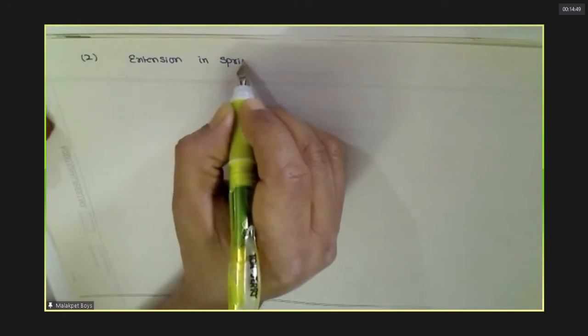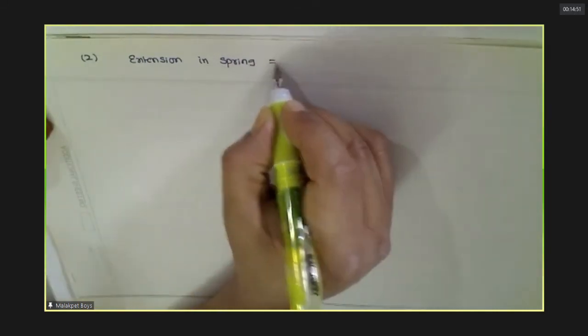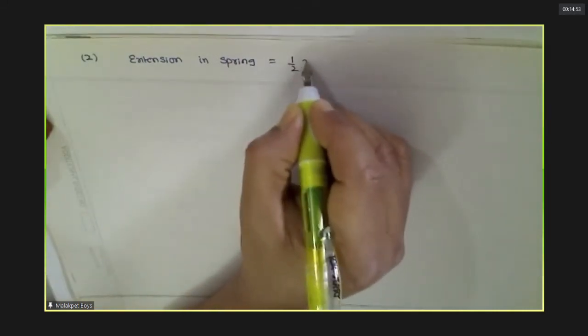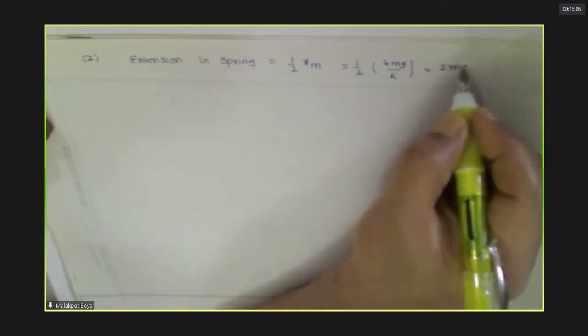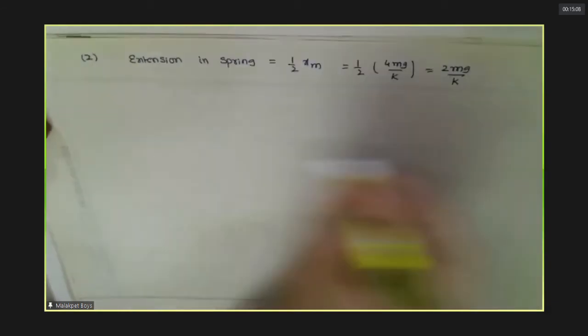He says that the speed is half of the maximum now. That means half. What is the maximum extension you already got? 4 mg by k. So this comes to 2 mg by k.